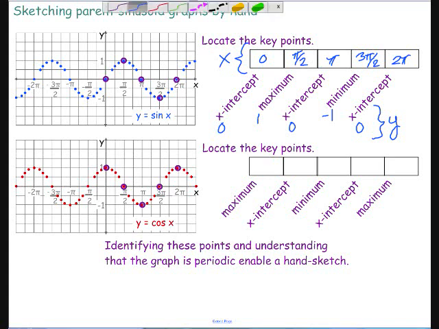Let's do this as well for cosine. You need to know these. These are really important to know. Of course, cosine starts at its maximum of 1. Then it has an intercept at 1/4 of the way. When you get midway, it's at its minimum of -1. 3/4 of the way, it's back to x-intercept, and then to its maximum again. So these are my y values, the value of the ratio.